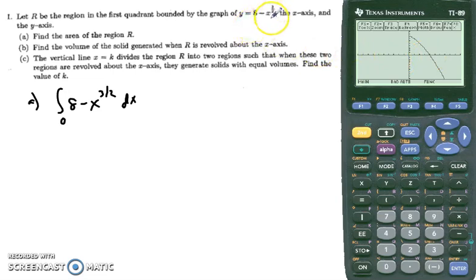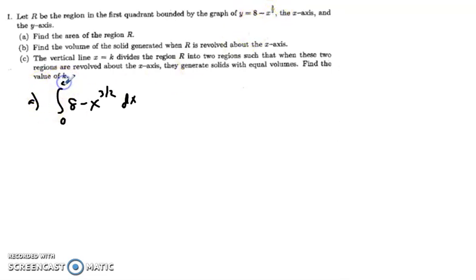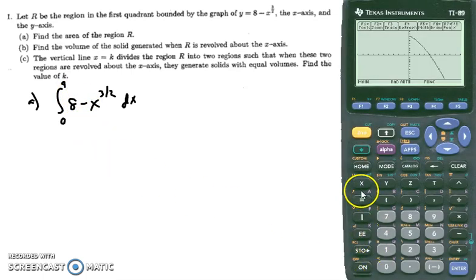If I plug in a 4 for x, square root it to 2, cube it to 8, I do have 8 minus 8 equals 0. So I have confirmed that this is 4. Now, since we have a calculator for this guy, we are allowed to do our integration on the calculator. So I'm going to do that.